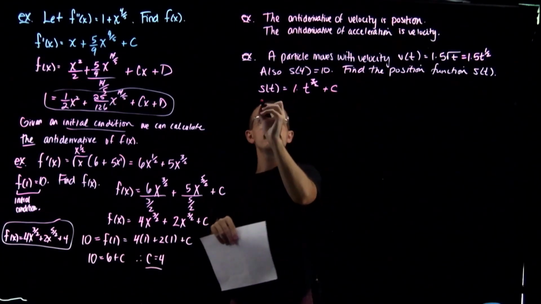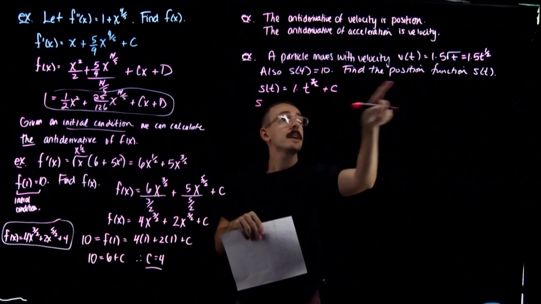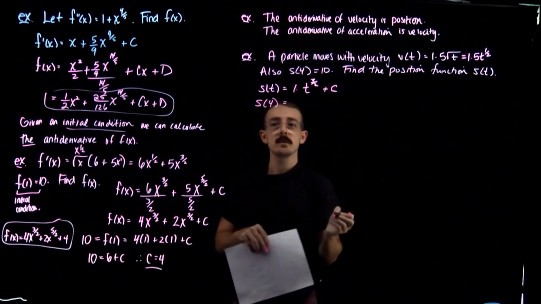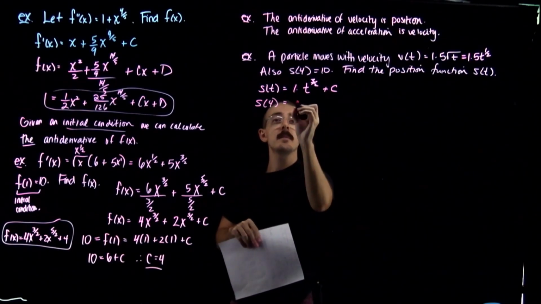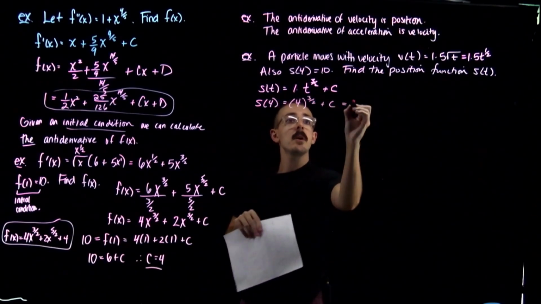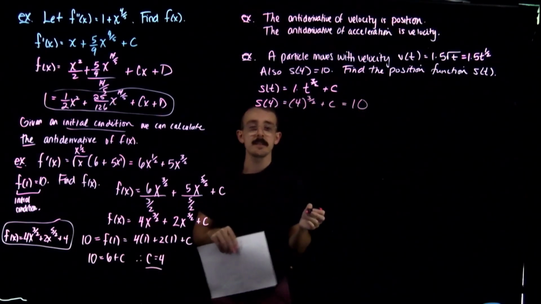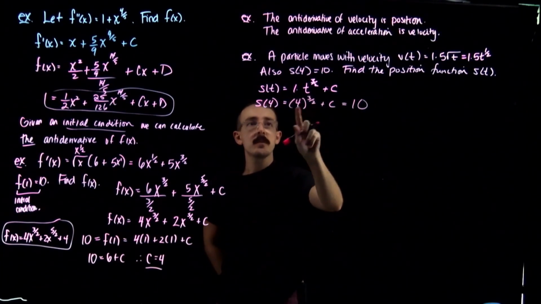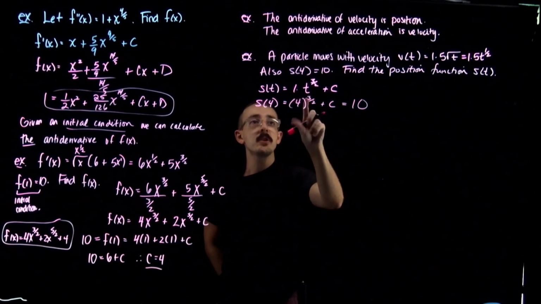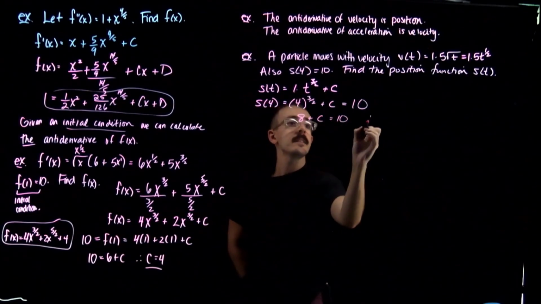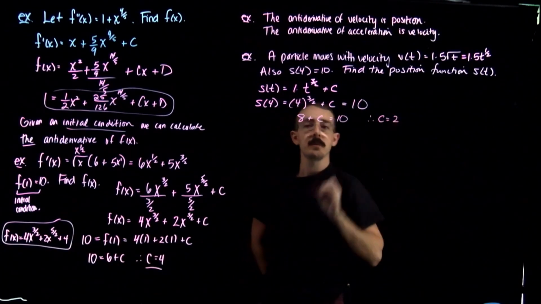So then here, I'm going to plug in my initial condition. So s of 4 equals, this is going to be 4 to the 3 halves power plus c. And this is supposed to be equal to 10. That's what it told us. So let's take care of this. If I do the square root of 4, that's 2, and then cube it is 8. So I get 8 plus c is 10. That means c has to be 2.